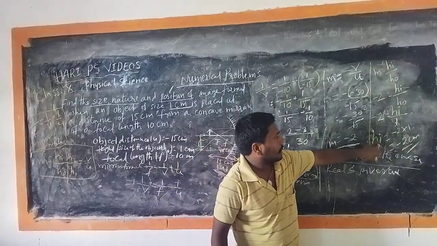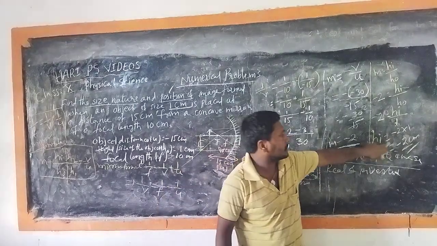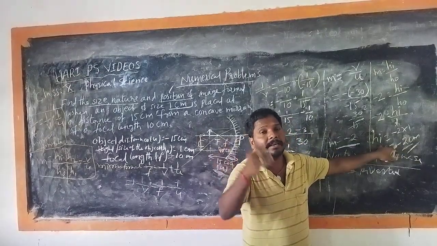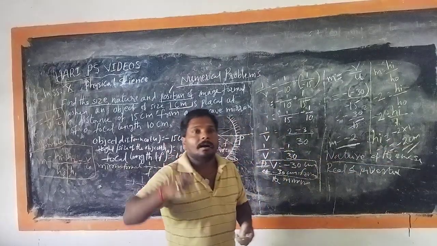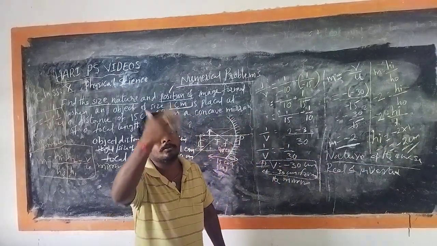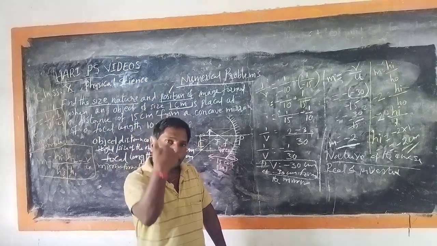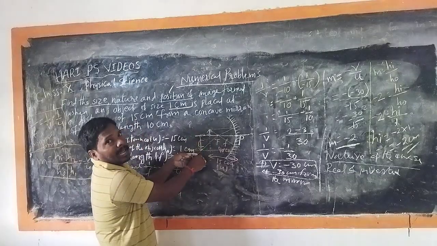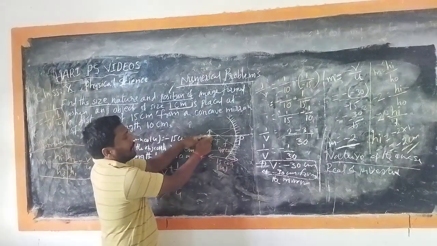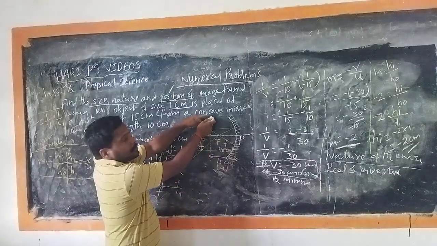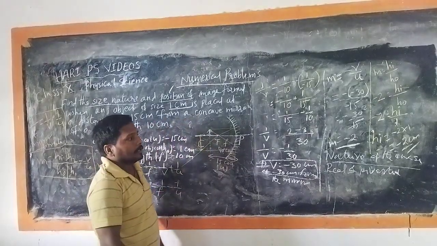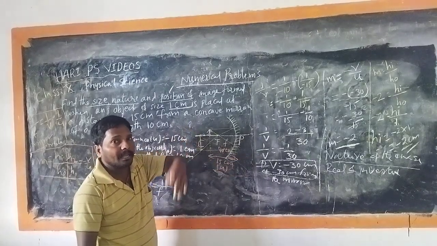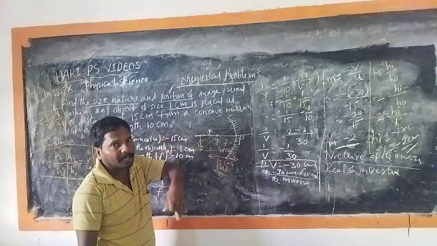The height of the image is 2 centimeters. Here the minus represents the sign convention. If the position is above the principal axis it is positive, below the principal axis it is negative. The image is formed below the principal axis, so it is minus. The object is placed above the principal axis, so it is plus. That minus represents a real and inverted image formed below the principal axis.